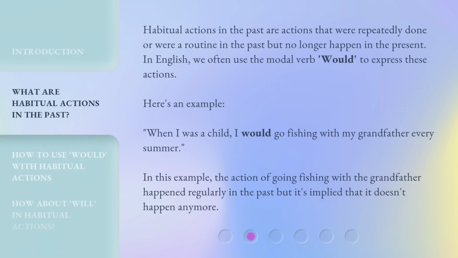Habitual actions in the past are actions that were repeatedly done or were a routine in the past but no longer happen in the present. In English, we often use the modal verb would to express these actions. Here's an example. When I was a child, I would go fishing with my grandfather every summer. In this example, the action of going fishing with the grandfather happened regularly in the past, but it's implied that it doesn't happen anymore.